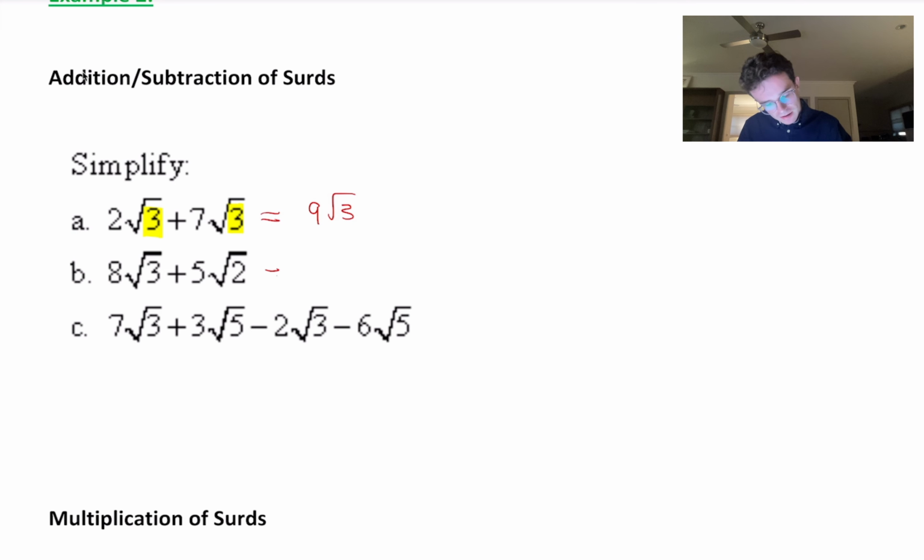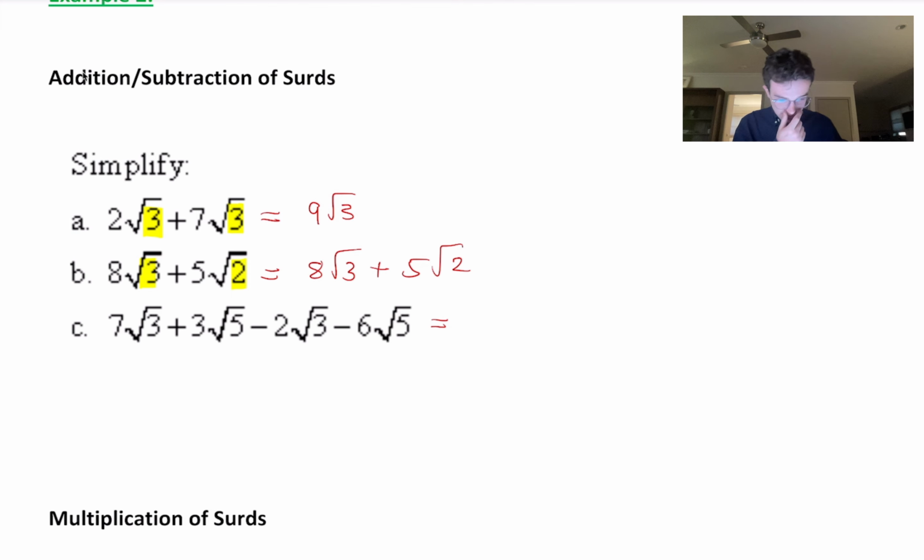Now part B, here we've got root 3's and there we've got root 2's. If these were x's and y's, we couldn't add them. And in fact, root 3 and root 2 are not like terms. They're not the same surd. So we can't add them. So this is really just a trick question.